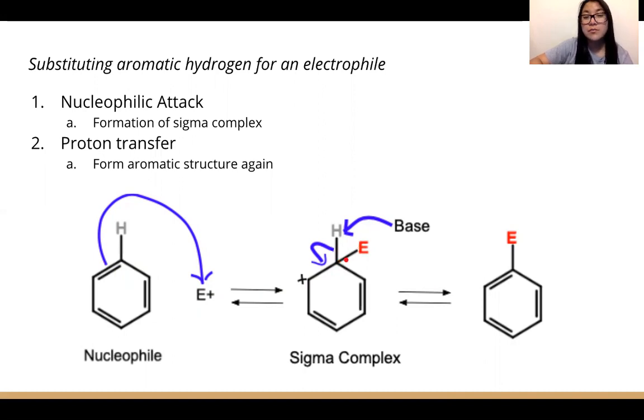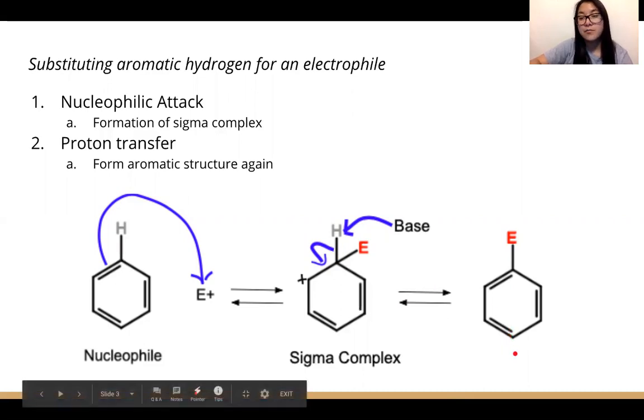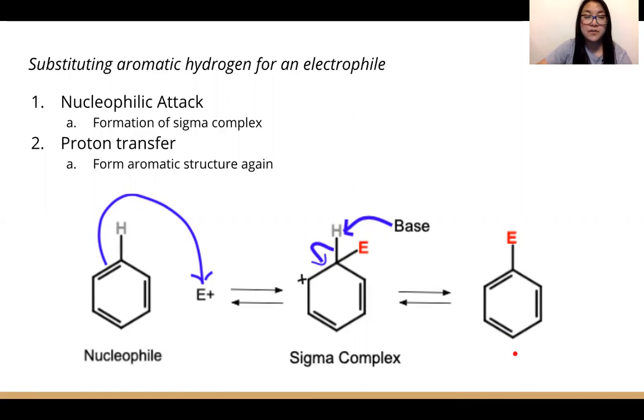The next step that happens is a proton transfer, where a base comes in and grabs this hydrogen. And the bond between the carbon and the hydrogen is going to form a double bond again, so the structure can reform its aromaticity. And that's what's depicted right here. The same aromatic ring, but instead of a hydrogen, it now has an electrophile.